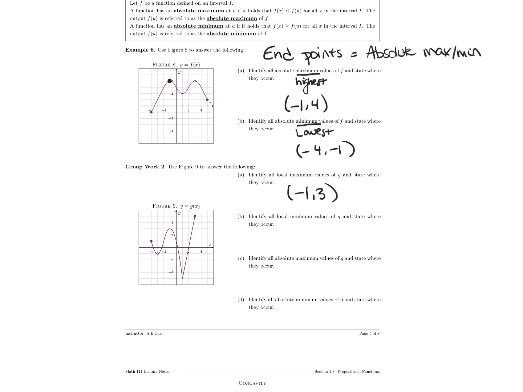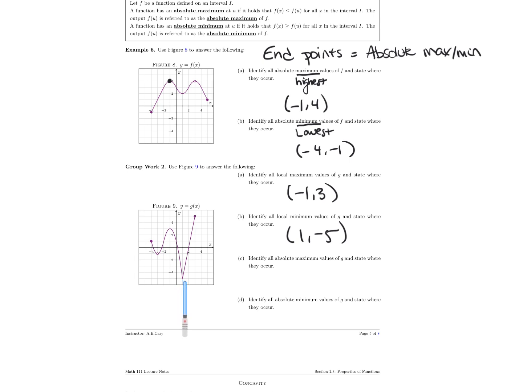And in this case, local minimum will only have one. Again, at this point right here, it is an open point, so it cannot count as a local minimum. So we'll have our local minimum right here because it's in the middle of the graph and it's a lowest point. So that is going to be at 1, -5. Now you may notice that this local minimum is also just the lowest point on the graph.